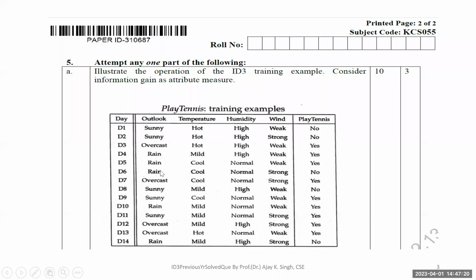And the machine has to learn all these parameters, whether that particular player is going to play, if humidity is there, if temperature is there, if outlook is there, if wind is there. So based on this, it is going to take some step. And these 14 days are there. From day 1 to day 14, all the values are defined.